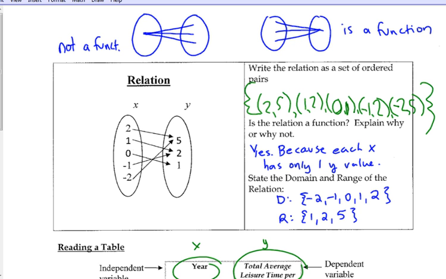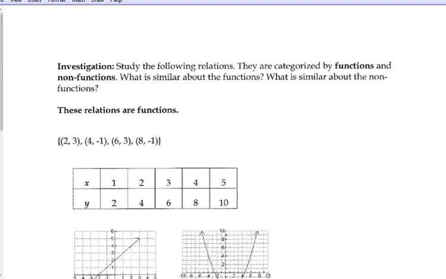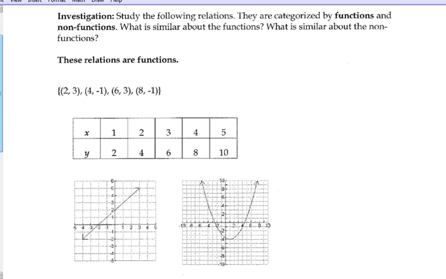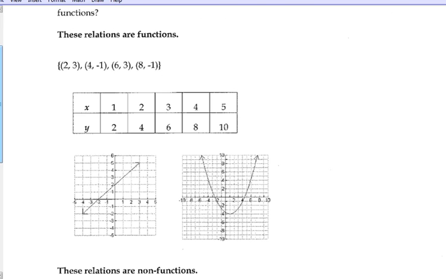Okay, let's move to the next page. So the first 4 are functions. The last 4 are not functions. So we're going to break it up into 2 different parts. We're going to look first at the tables and the charts. So notice the tables and the charts here. So we have coordinates, I mean coordinates and ordered pairs and charts.